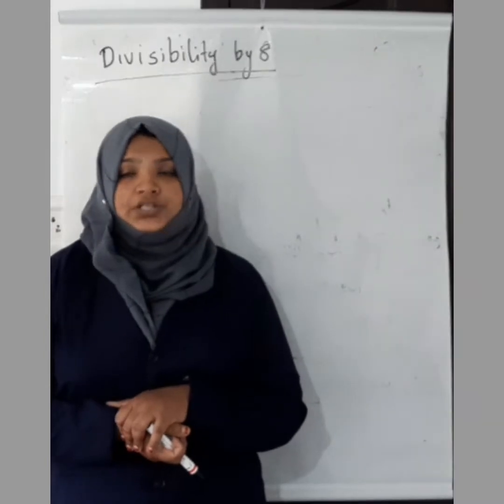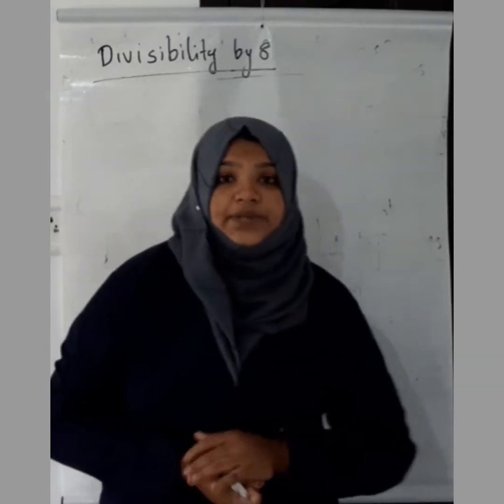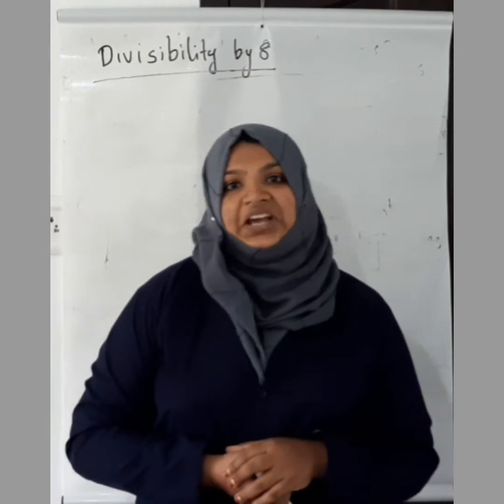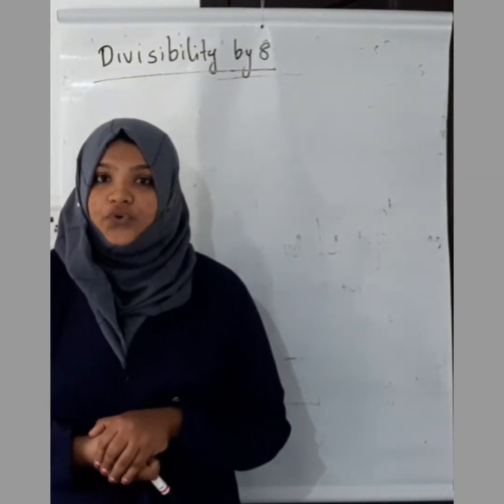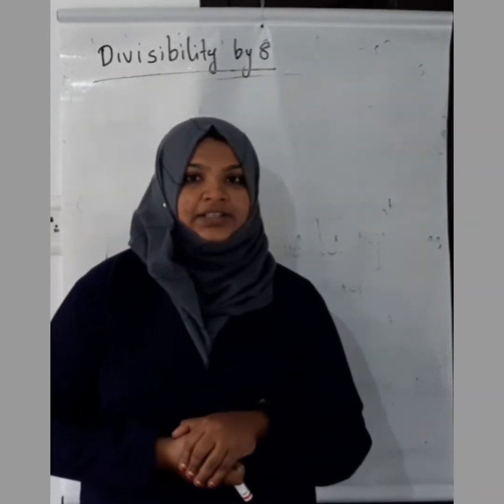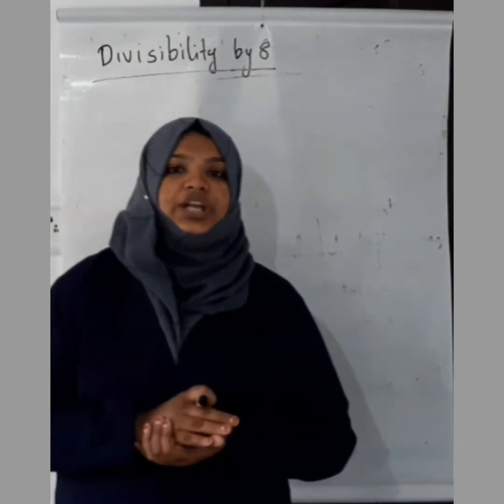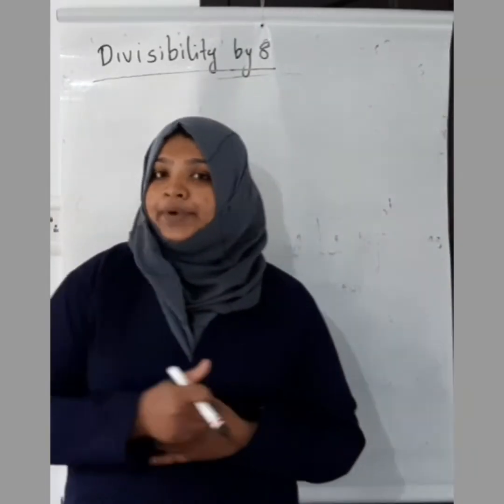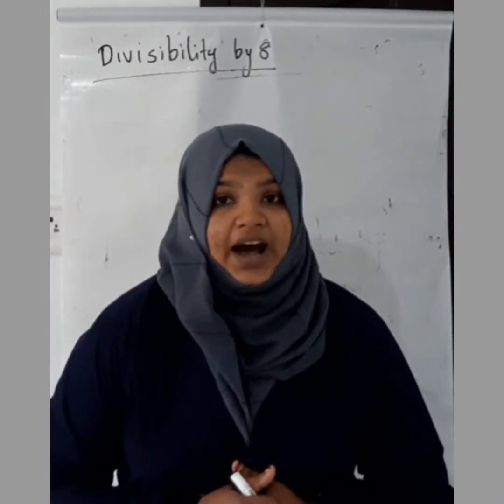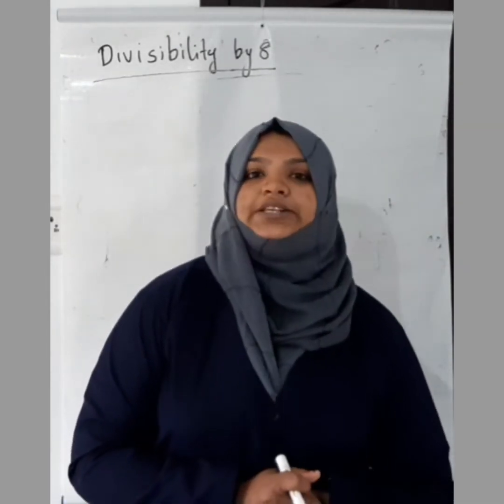So let me ask you one question. What is the divisibility test for 4? How will you check whether the given number is divisible by 4? Yes, if the number formed by the digits from the places of ones and tens is divisible by 4, then the given number is also divisible by 4.